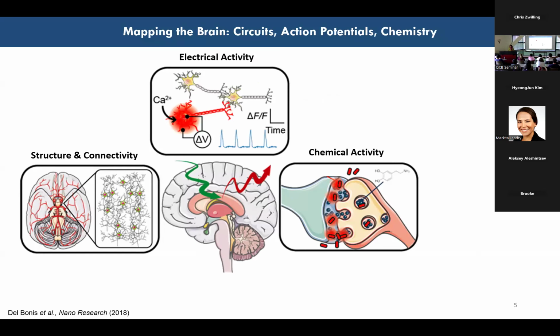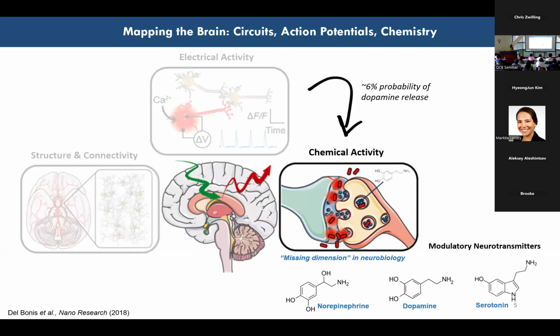All right, and so now focusing a little bit more on this chemical activity, as I mentioned before, we're largely focused on a class of neurotransmitters known as neuromodulators. The reason we're interested in neuromodulators is because they are thought to not only exocytose from the presynaptic neuron, but also diffuse outside of the synaptic cleft to modulate broader networks of neuronal activity.